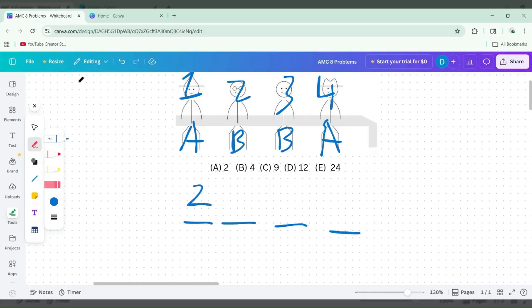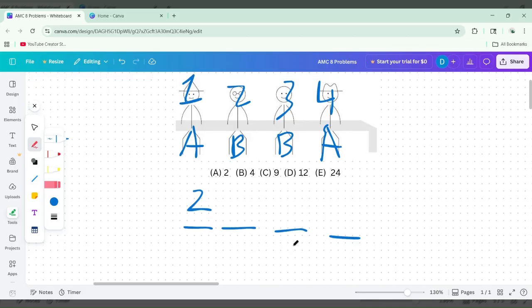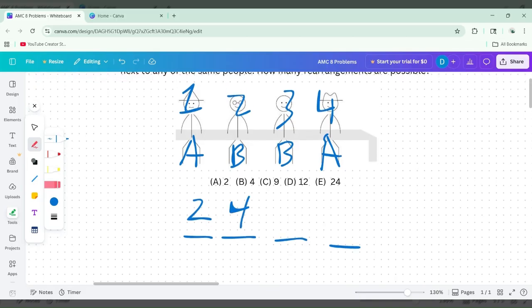So let's just say person 2 will start. We'll start the row. So in chair 1, there will be person 2, and that means the second chair will have person 4 because person B sat next to A and B already in the previous arrangement. Okay, so we have person 4 in the second chair.